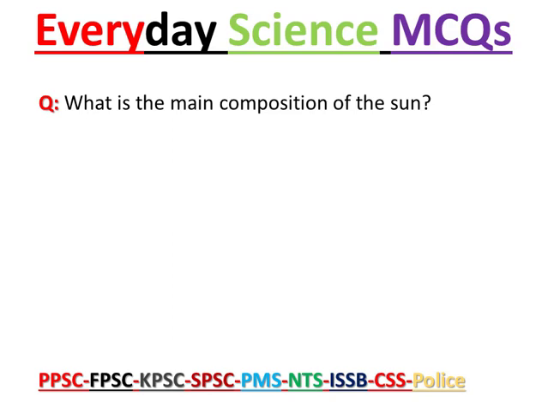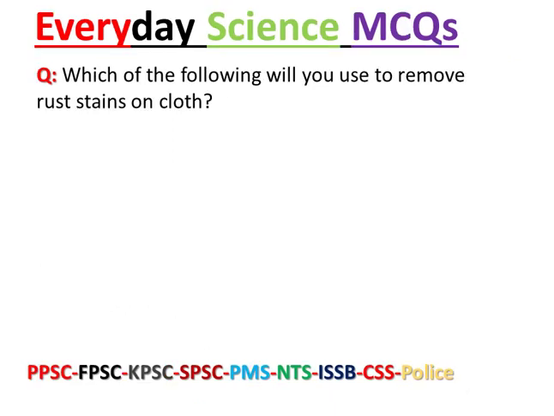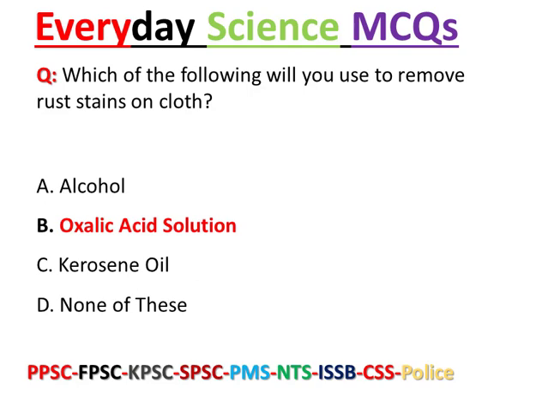The correct option is Option B, hydrogen and helium. The next MCQ is, which of the following will you use to remove rust stains on cloth? The correct option is option B, oxalic acid solution.